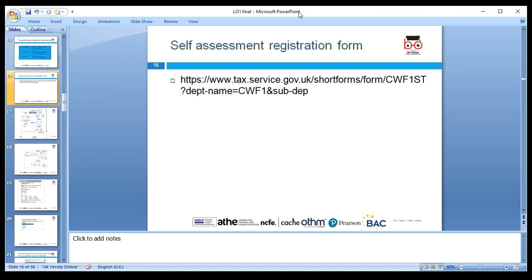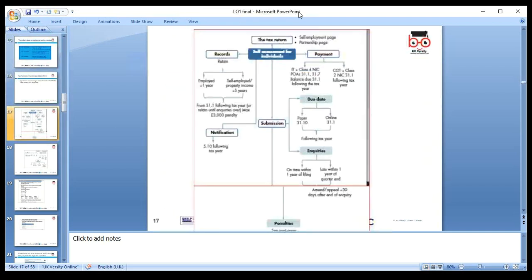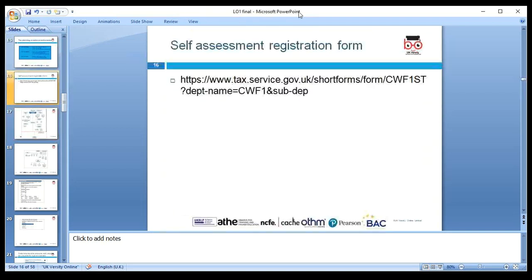So if we do the self-assessment, we have a form here. You can copy and paste the link, and we can look around further. We'll look around the form in the further slides as well. Okay, and that's what we need to fill. We can fill all the boxes.